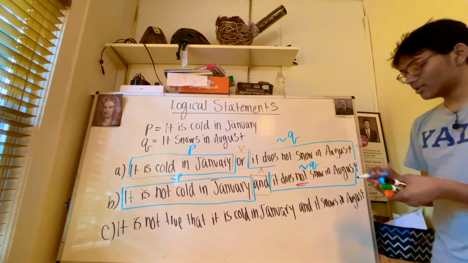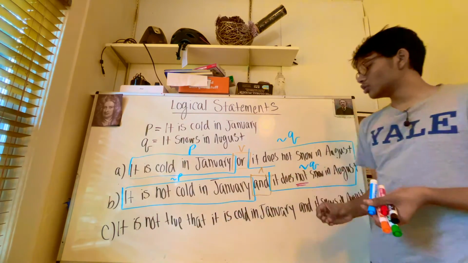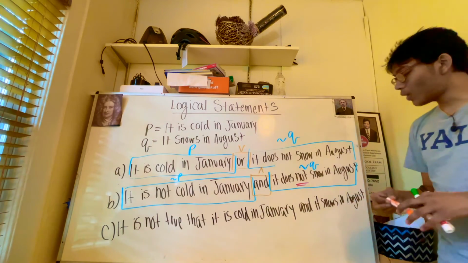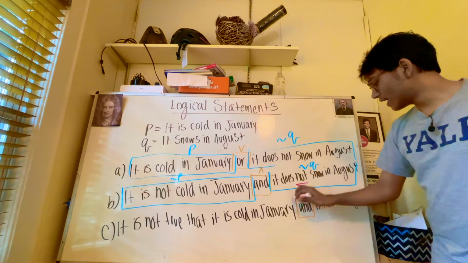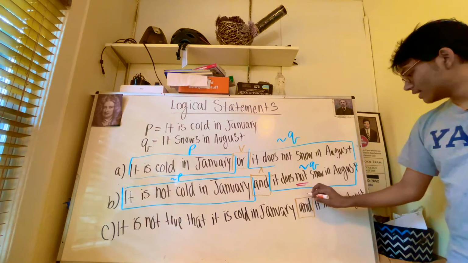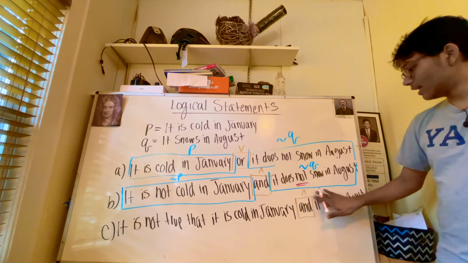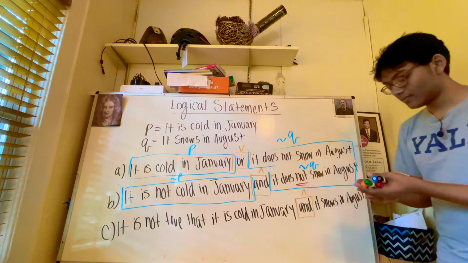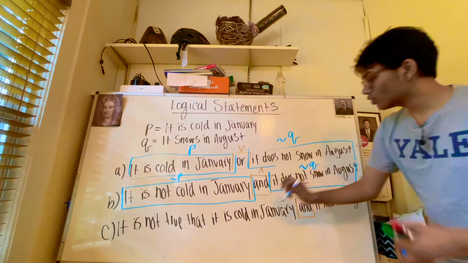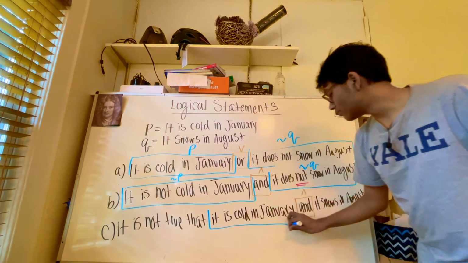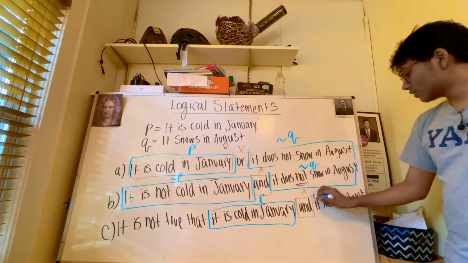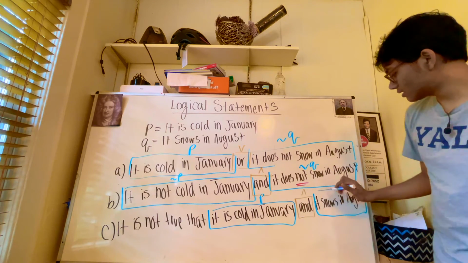And finally, let's take a look at our last one. It is not true that it is cold in January and it snows in August. All right, so this one is a bit wacky, but first one up is the word and. That's a connecting word, right? So what's the symbol for and? Try to remember. It's this one, okay? Now, it is not true. So it is cold in January. What is that? That's just statement P. Okay? And it snows in August. Well, that's just statement Q, isn't it? That's just statement Q.